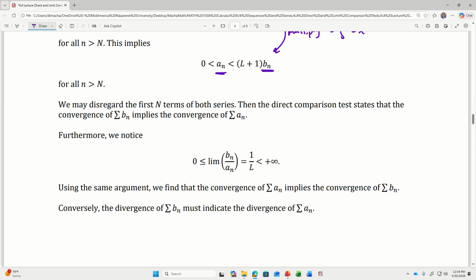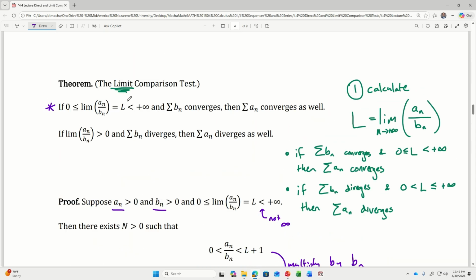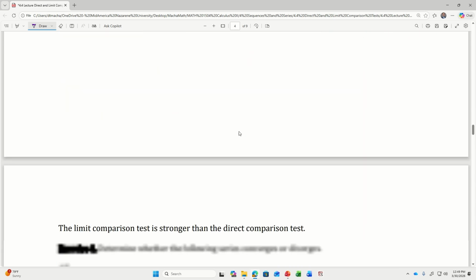And then you use the same kind of argument to show that having A converge implies that B converges, and if A converging implies B converging, then B diverging implies that A diverges, right? It's an if and only if, both ways kind of thing. So that's a little bit of explanation, but you don't need to know the explanation, you just need to know what exactly the criteria are for using the limit comparison test.